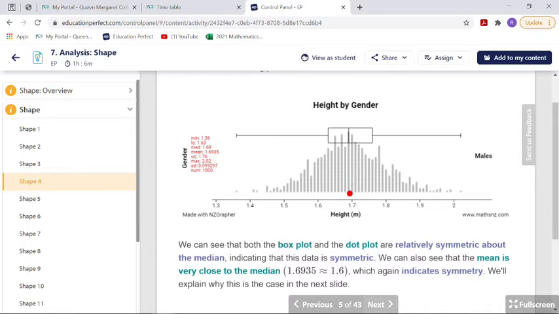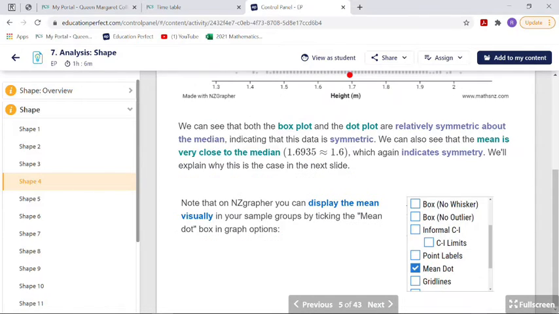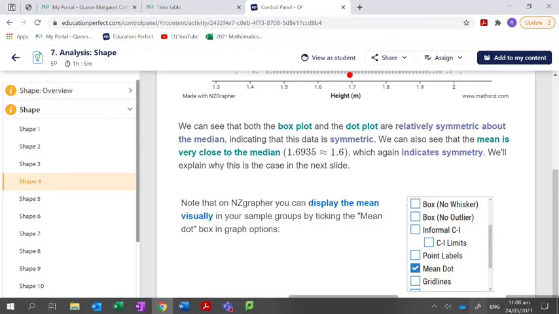Make sense? Now, if you look at the numbers, remember that when you're comparing these, just saying the dot's close enough is not good enough. You have to actually use the numbers and see how close they are together. When you're supporting that, remember, you don't have to do the math for that. The median and the mean are both given in your summary. And there's a box right there that you'll check on your graph to display the mean dot. So the NZ grapher will put it in for you. Mean dot. I love that.